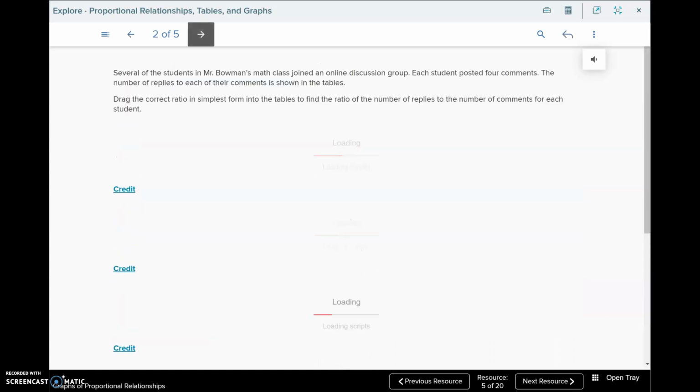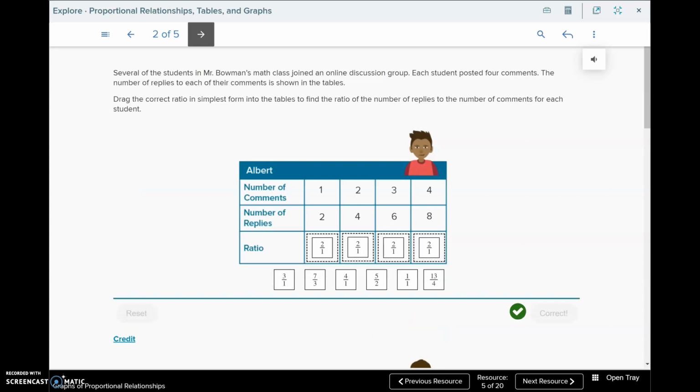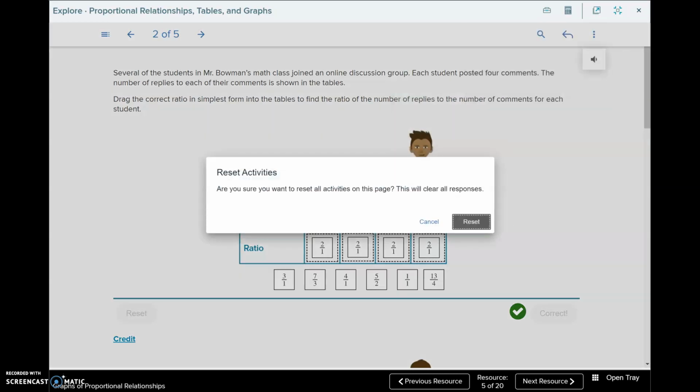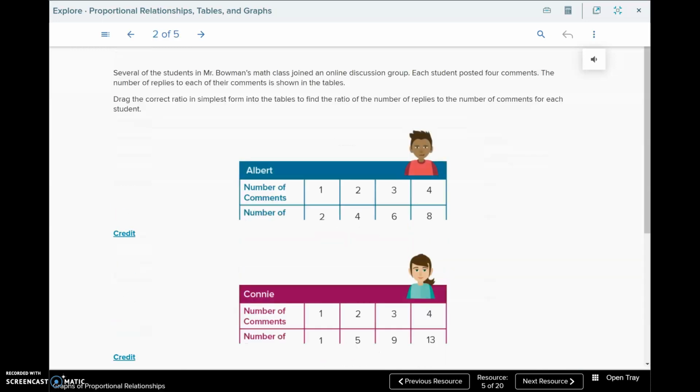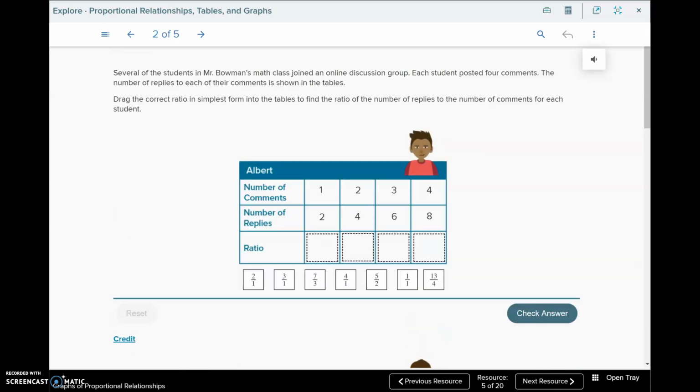All right, so several of the students in Mr. Bowman's math class joined in an online discussion. Each student posted 4 comments. The number of replies to each of their comments is shown in the tables. Drag the correct ratio in the simplest form to the tables to find the ratio of the number of replies to the number of comments for each student.